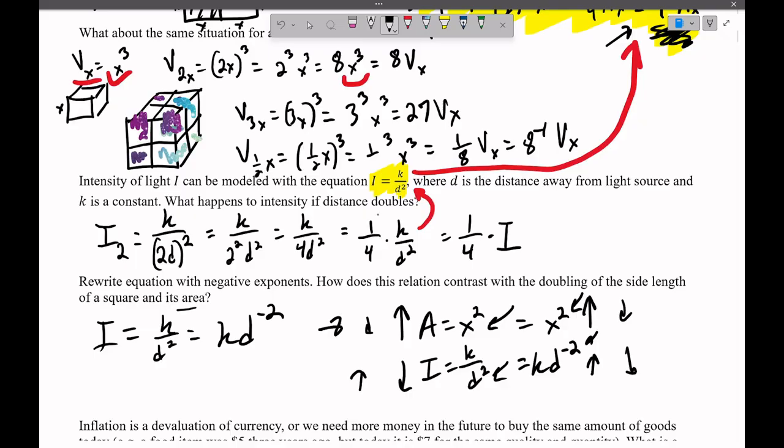And that's really all based on this power here, right? I have a power of 2, I have a power of negative 2. Okay, let's move on.